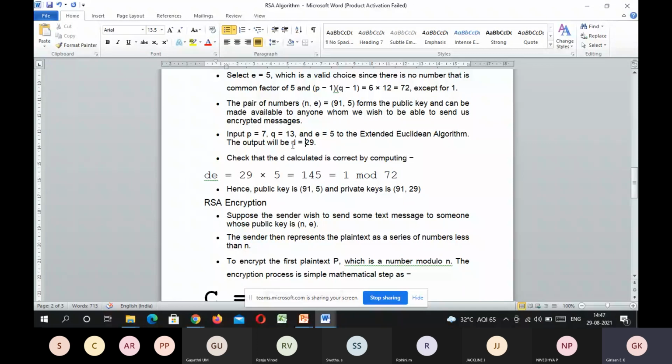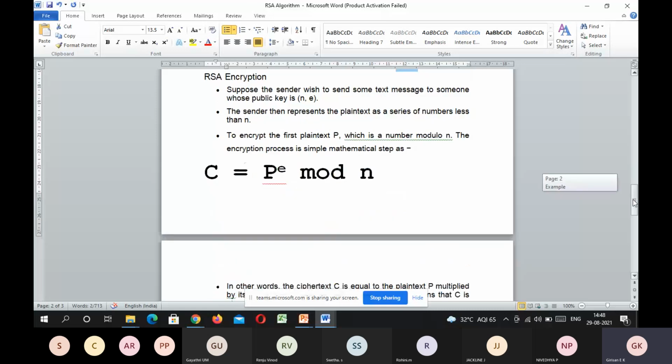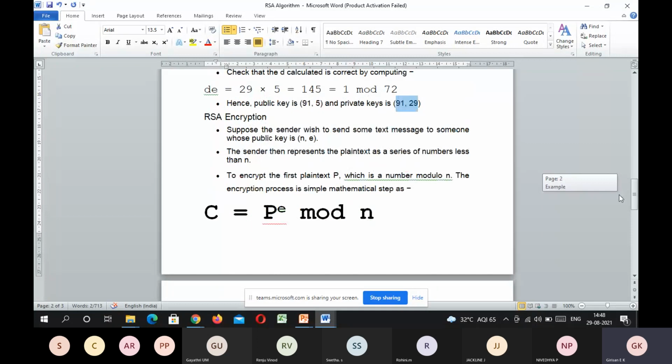Now we have the private key, that is 29 and 91, where 91 is the value of N. So D comma N is the private key pair and E comma N is the public key pair. So 5 comma 91 is the public key and 29, 91 is the private key. So we have all the components, the parameters, so we can straight away go for converting the plain text into ciphertext.